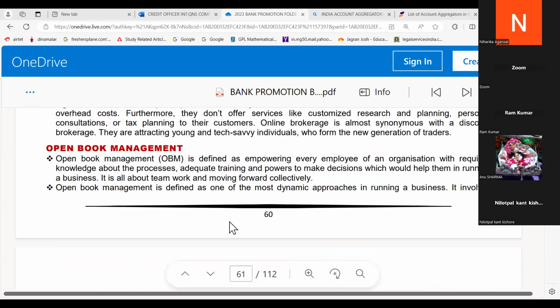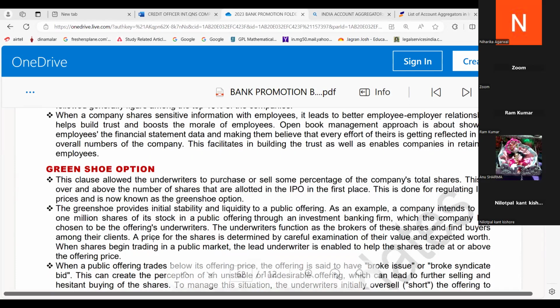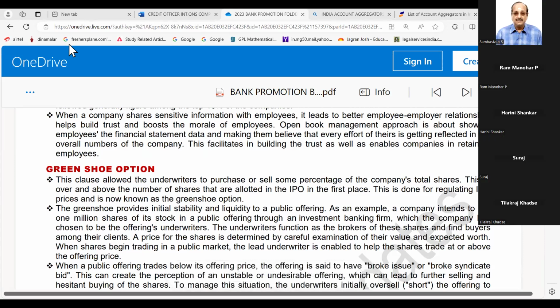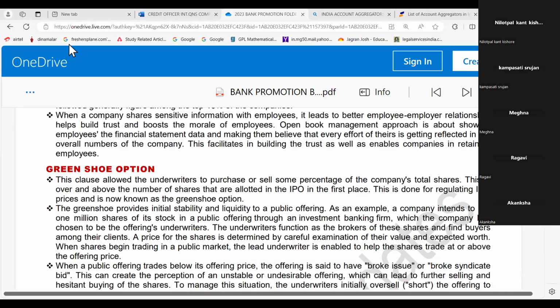Good. These are all good questions. What is green shoe option? Please read. Just a minute. Anybody else can volunteer to read? Whose internet is good? Come on, Jayashree has got some issues. Shall I continue? Yeah, continue.